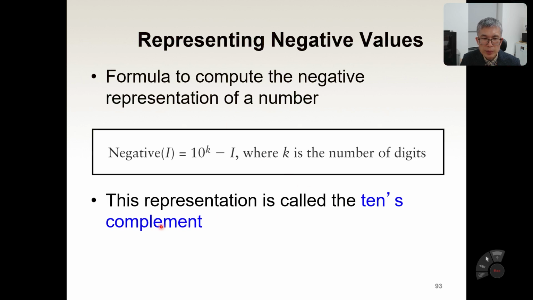tens complement, which for negative numbers in the 2-digit case, okay, 10 power k, where k is the number of digits. In the k-digit case it is 10 power k minus the number. So in our case, 2 digits, right? 10 power 2 is 100, minus the actual number. So this is a tens complement.